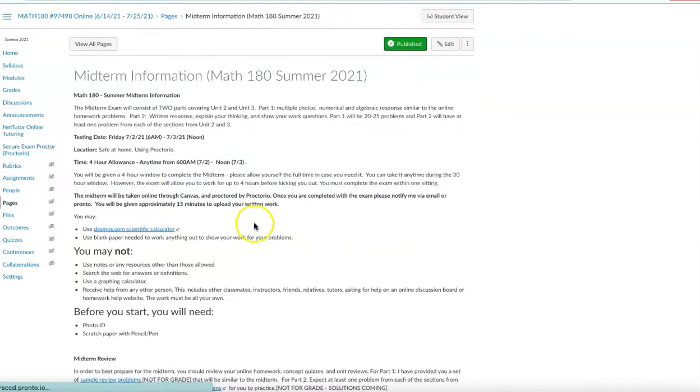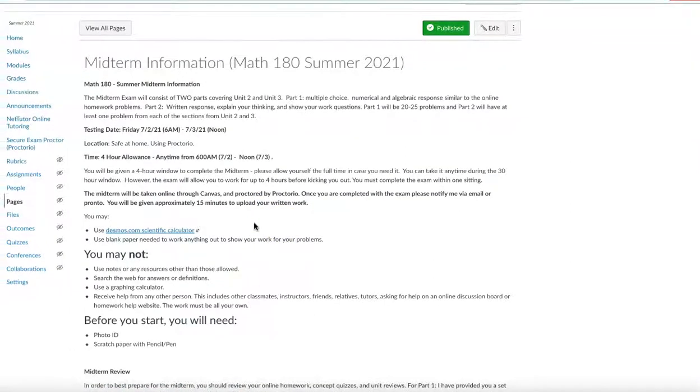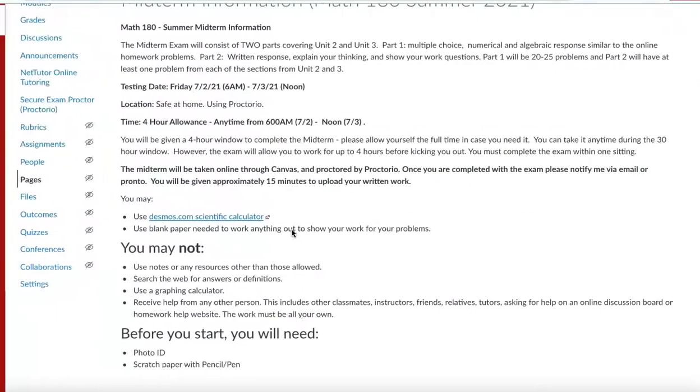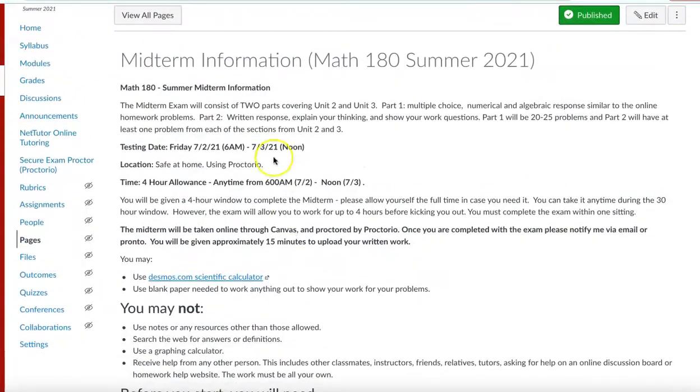And those review problems are not for grade, they're just there for you to do. You still want to make sure to study for the midterm, finish your homework, and make sure you understand all the homework. The concept quizzes are important ideas also, right? And then, of course, any release problems will be additional. So here's the information. Again, it's next Friday.